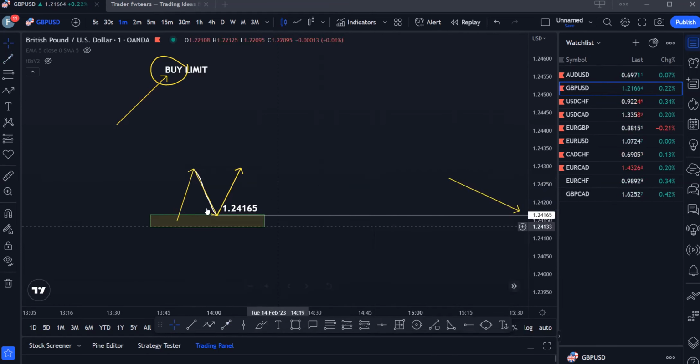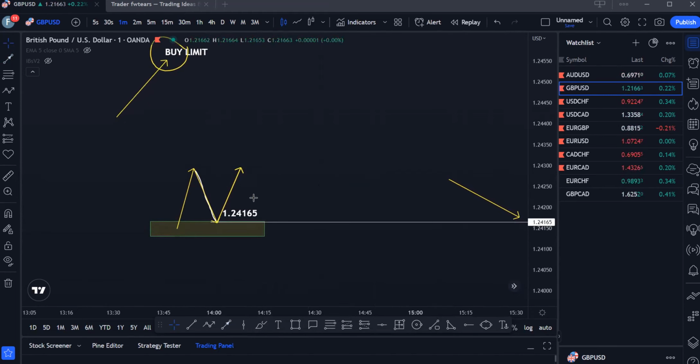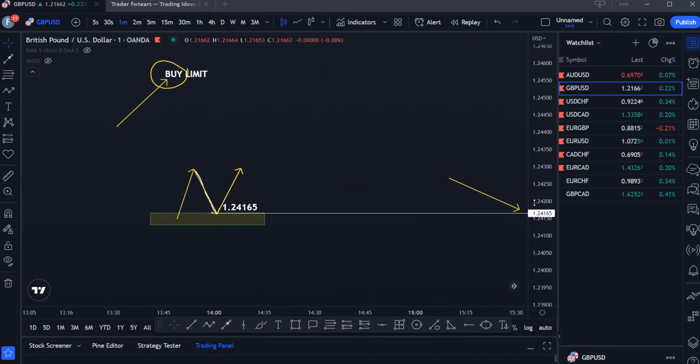Okay, so that is a buy limit. You use a buy limit when you want to enter a reversal order. And then why is it also important to learn how to use pending orders?